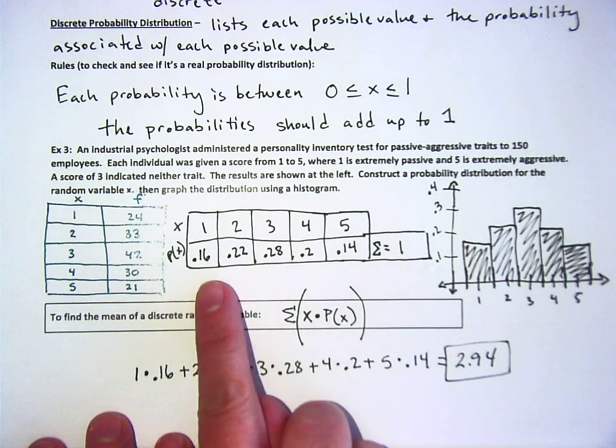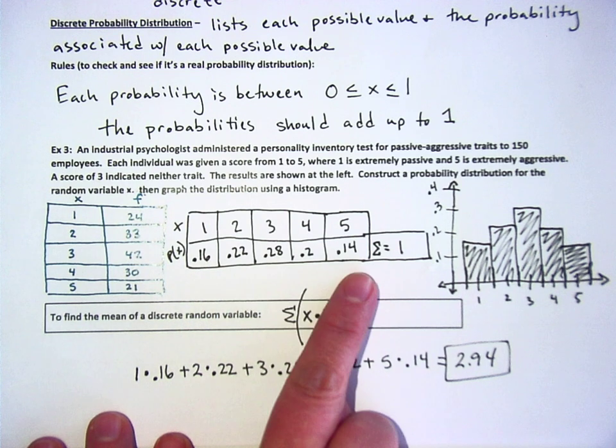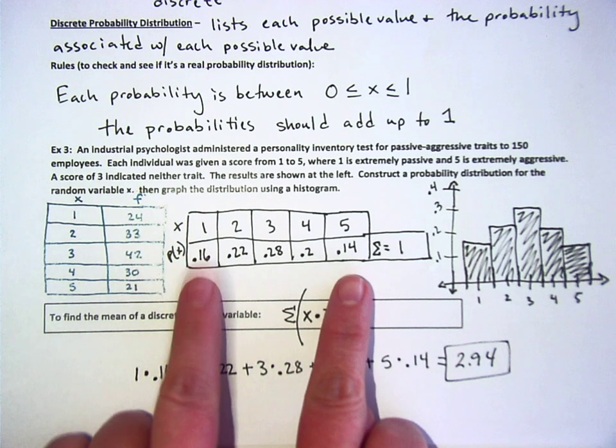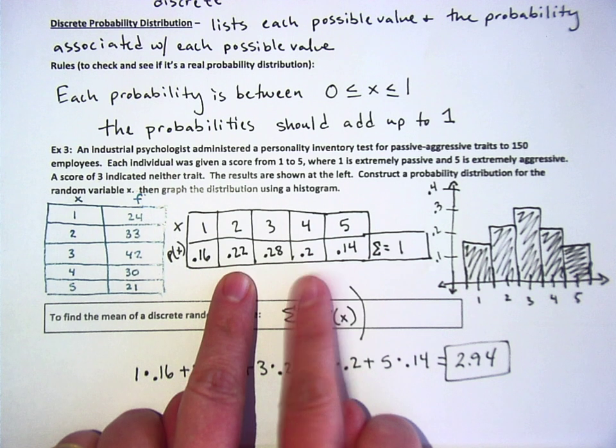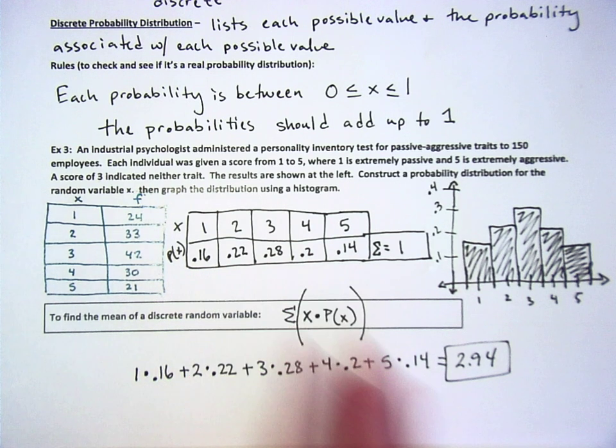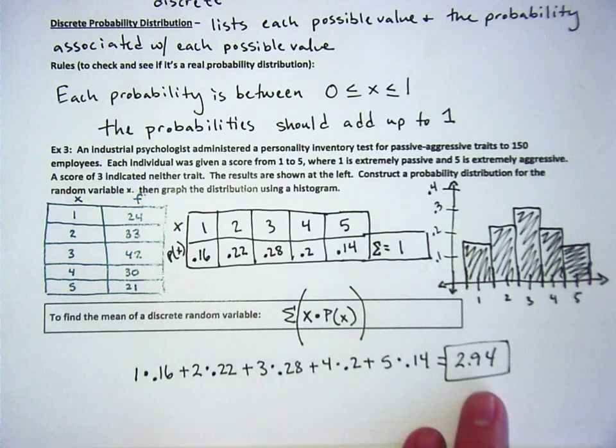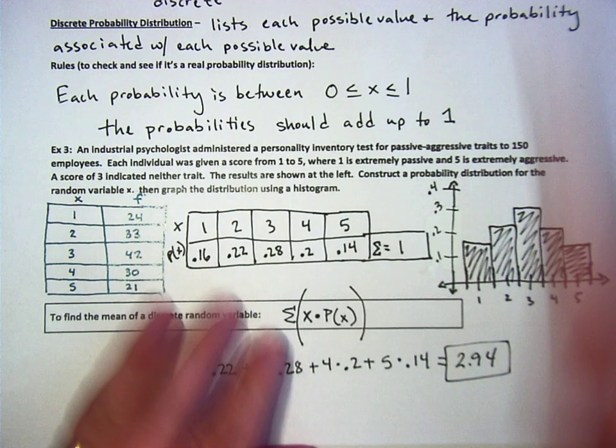And it also kind of makes sense to me because if you look at this, it looks like people tended to be a little bit more passive than aggressive. Do you see what I mean? Like, look, a little bit more on 1s than on 5s, a little bit more on 2s than 4s. So it makes sense to me that it's a little bit below 3, which would be average. Okay?